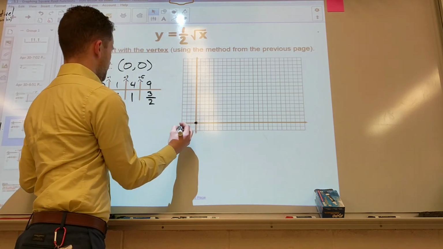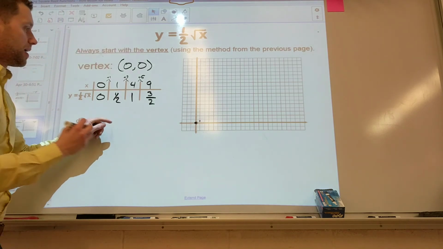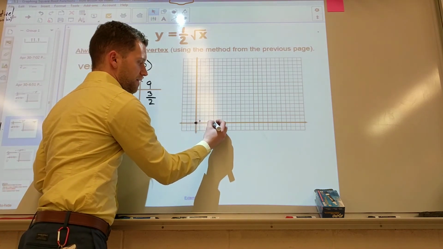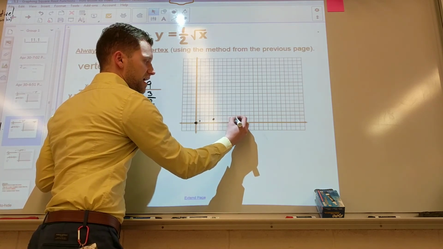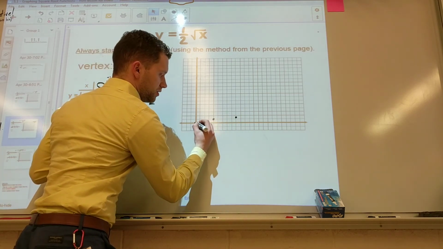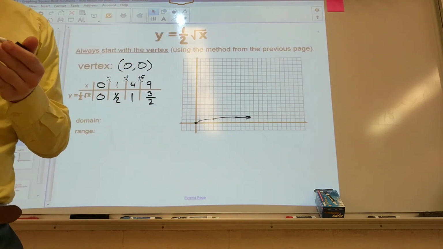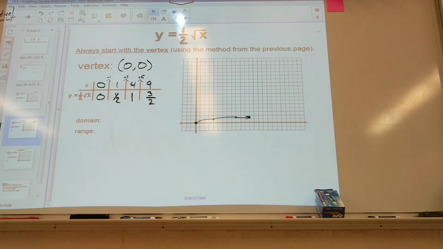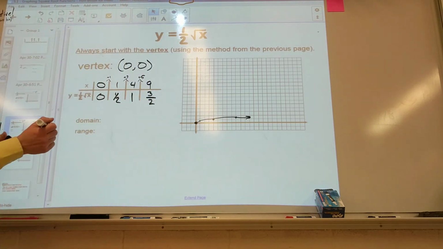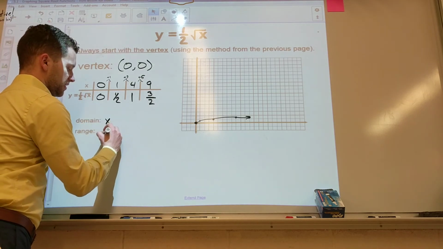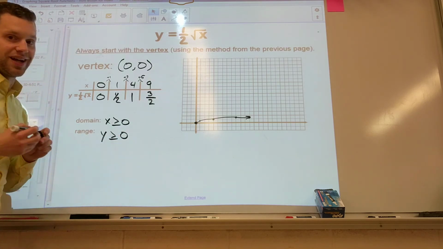0, 0, 1 and a half. It's going to be hard to see on my graph. 4 is 1, 2, 3, 4, 1, and then 5, 6, 7, 8, 9, and that's 1 and a half. So you'll see that shrink. Oh, it's a sloppy graph. But you'll see the shrink taking place. On your paper, it should be a little bit more clear. My graph is just pretty small. And once again, the domain is exactly the same, and the range, because our vertex did not change.